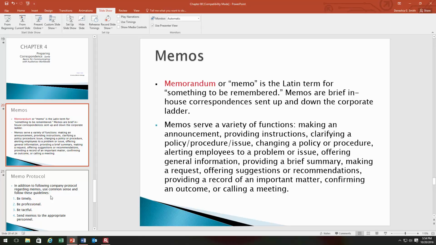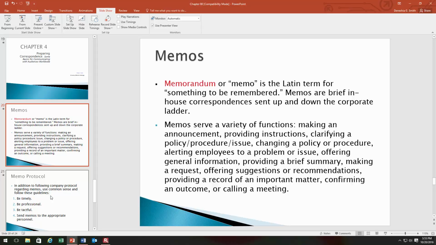Before, we only focused our attention on letters because that's the assignment we were working toward, the customer relations letter and the inquiry letter. But now we're coming back to this chapter because we want to get some information on memos, and memos will be really important to learn about. Memo is short for memorandum, and it comes from a Latin term for something to be remembered.